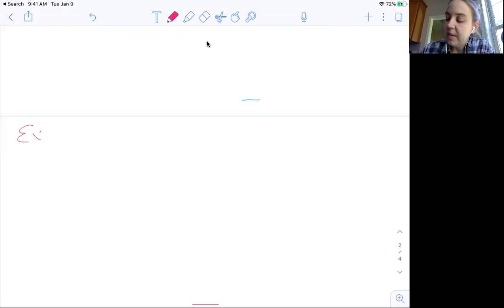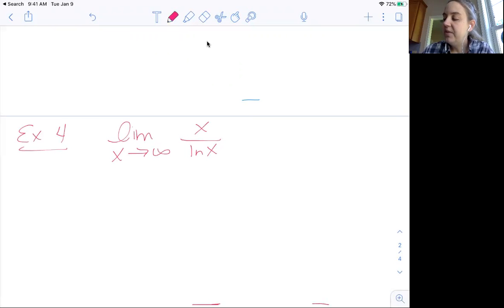Pop in one more here for me, example 4. Let's find the limit as x approaches infinity of x over natural log of x. I think this shows up on one of the worksheets that I gave you. If we put infinity in place of x, this is infinity in the numerator. If I put infinity in the bottom, this is the natural log of infinity, which is still infinity. Infinity over infinity is indeterminate. So we want to use L'Hopital.